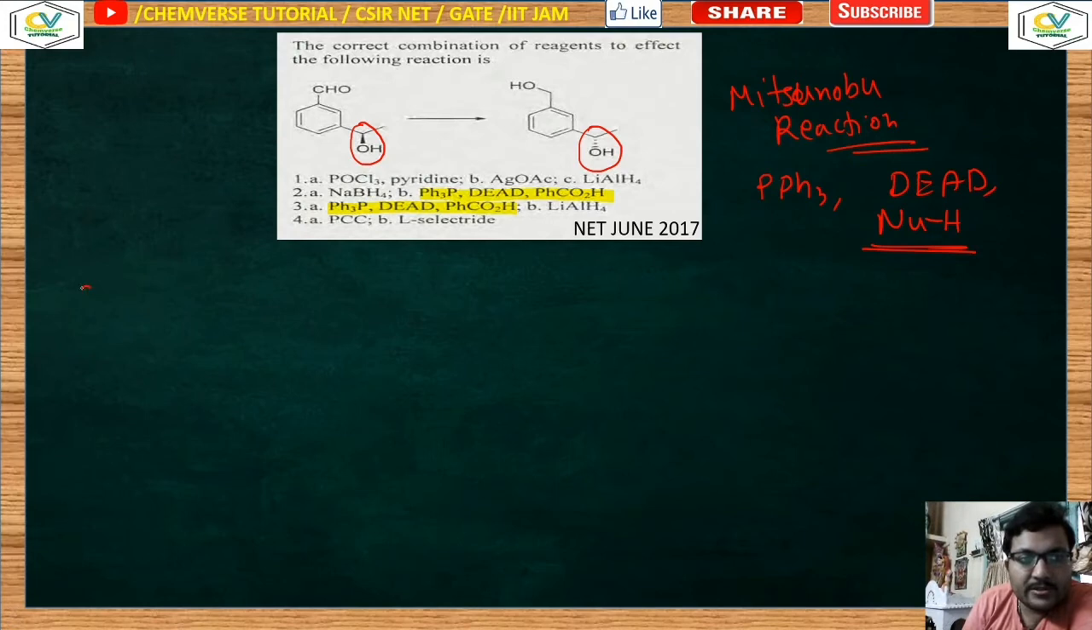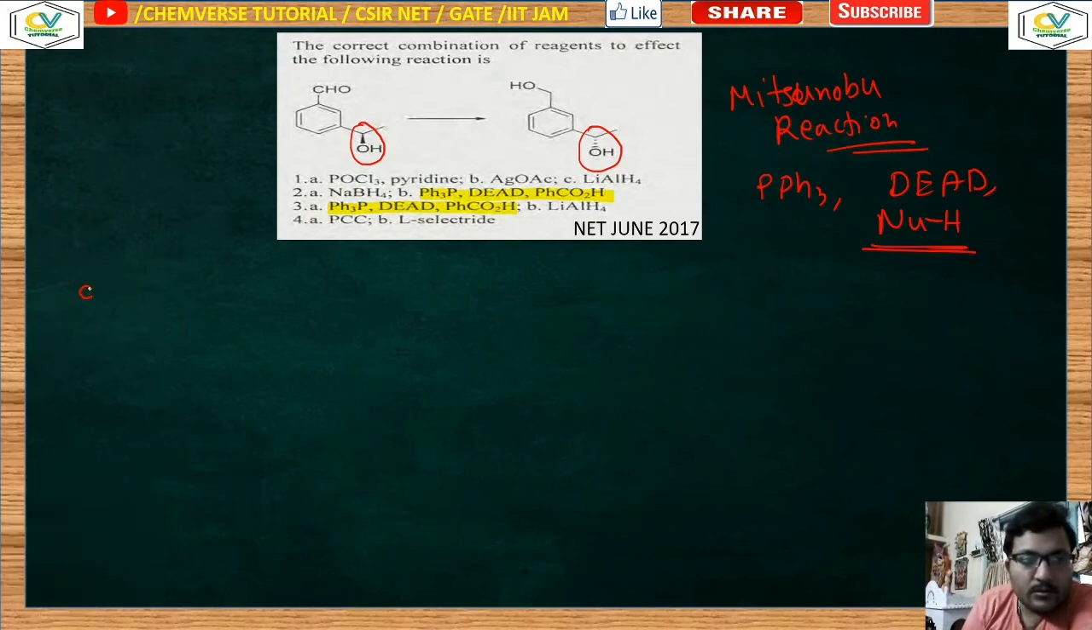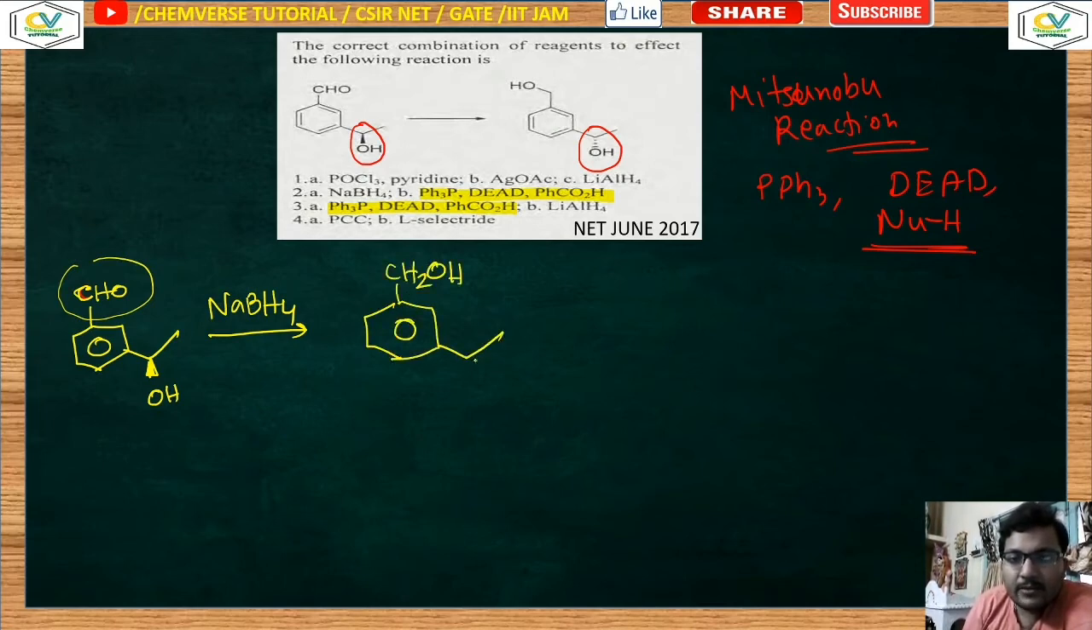So this is our substrate molecule, CHO, OH. Now look at this. In option number 2, in the first step NaBH4 is added. If in the first step NaBH4 is added, it will reduce this aldehyde portion. So it will form nothing but this kind of system, CH2OH, and now it is in the below position.